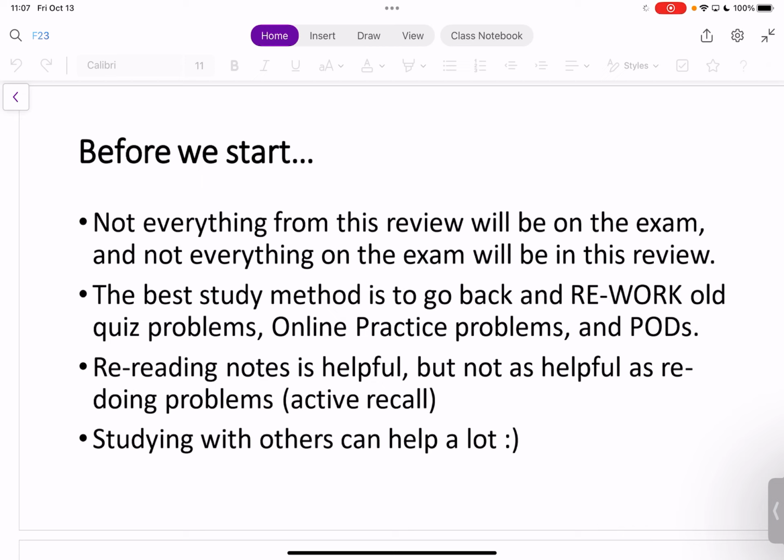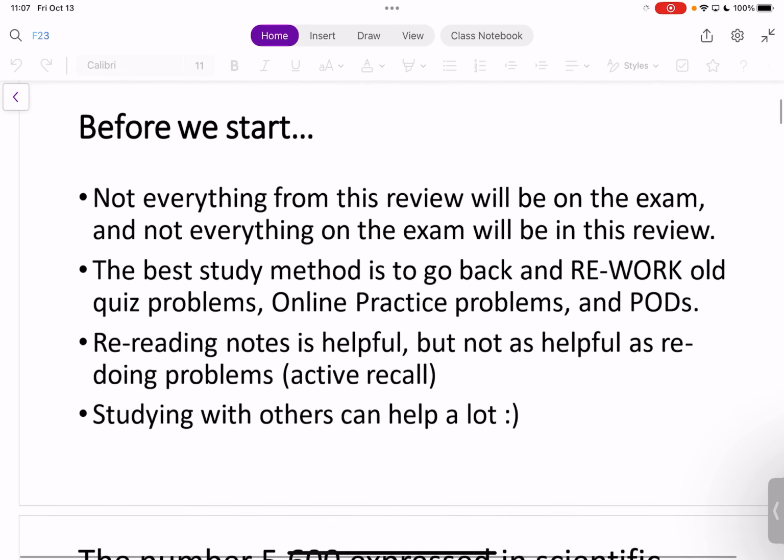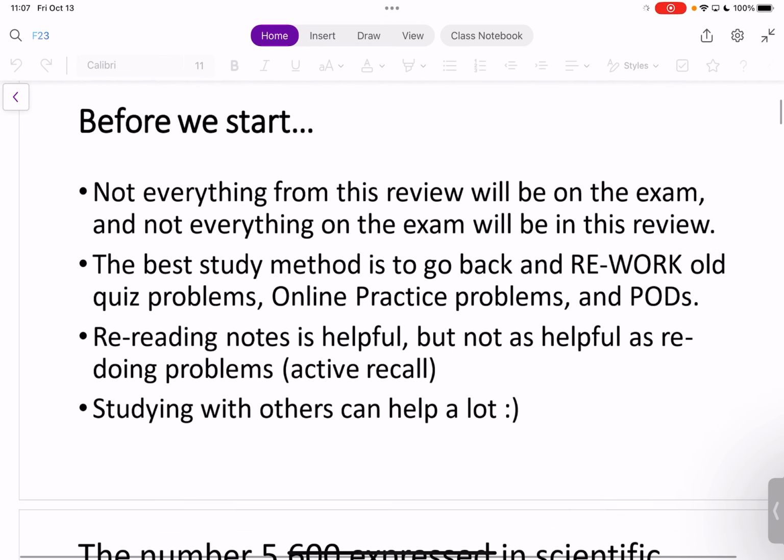So rereading your notes is helpful. And if you don't understand a concept, yes, go back and reread. But what's more helpful is doing those problems. And then study with others. That's always a good method if it helps. Questions before we get started?